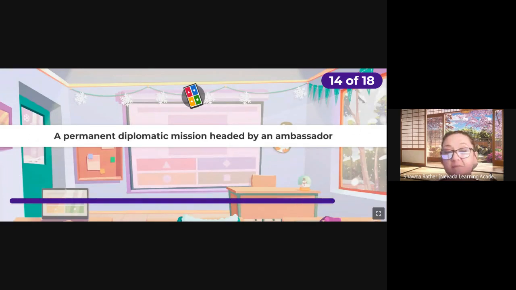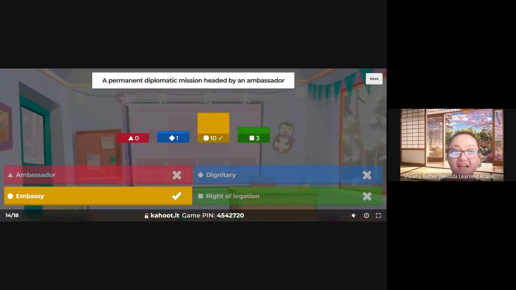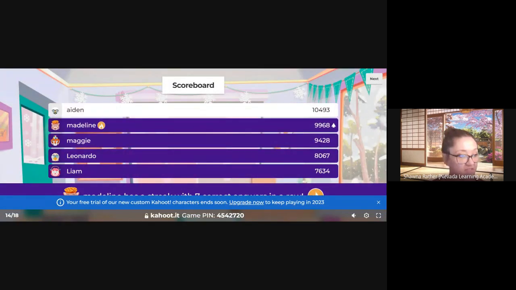A permanent diplomatic mission headed by an ambassador. What do we call that place? Good, an embassy. It's actually considered the sovereign territory of that country within the grounds of an embassy. Oh, Madeline jumped ahead. Look at that. Aiden's still in the lead.